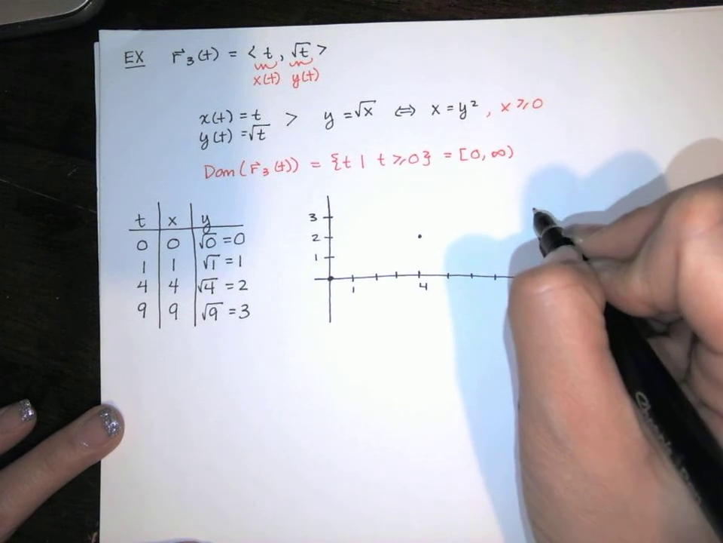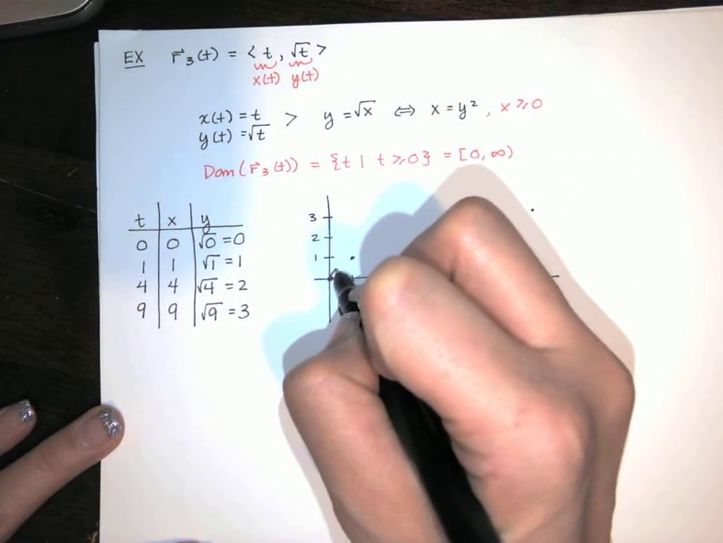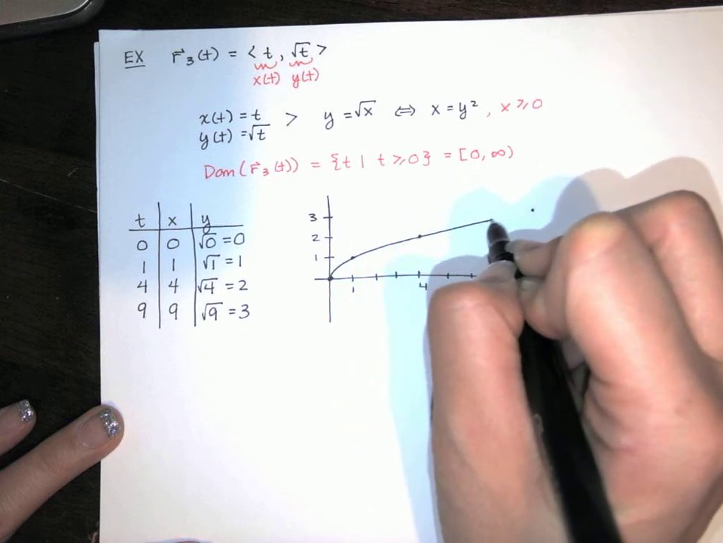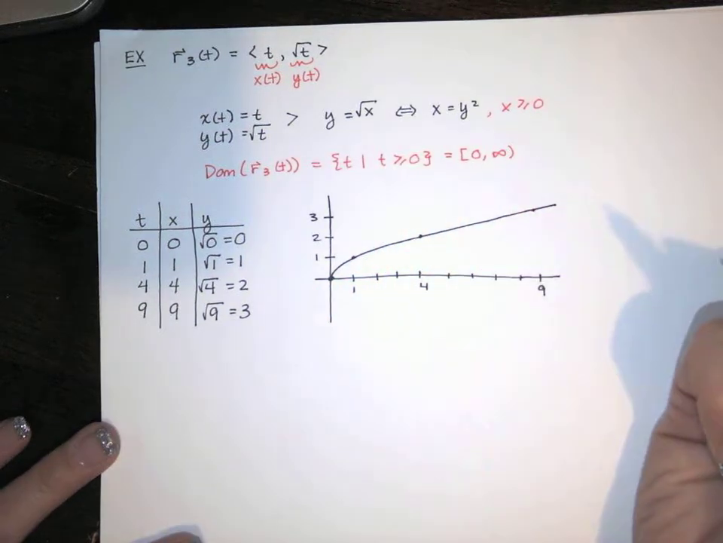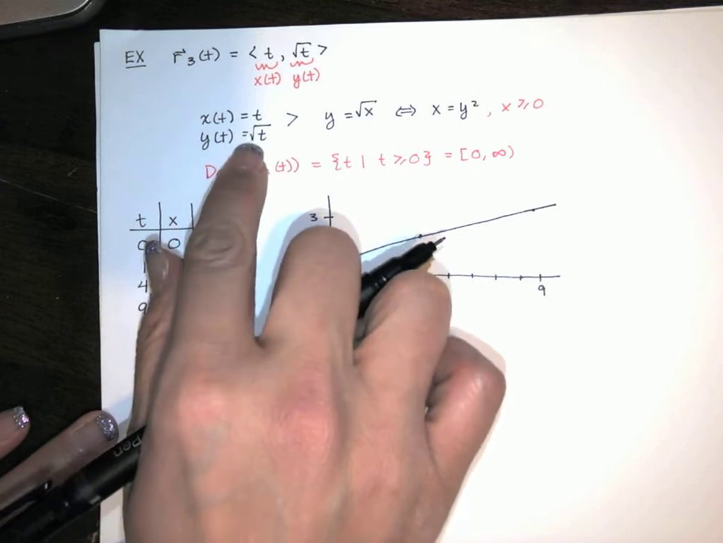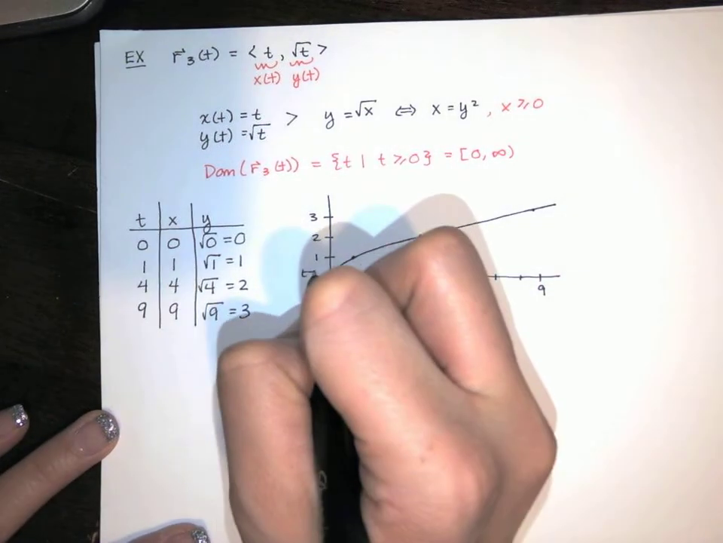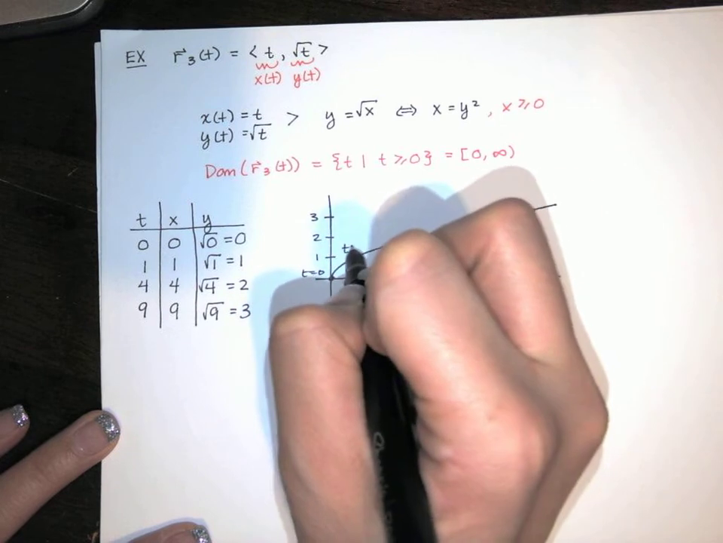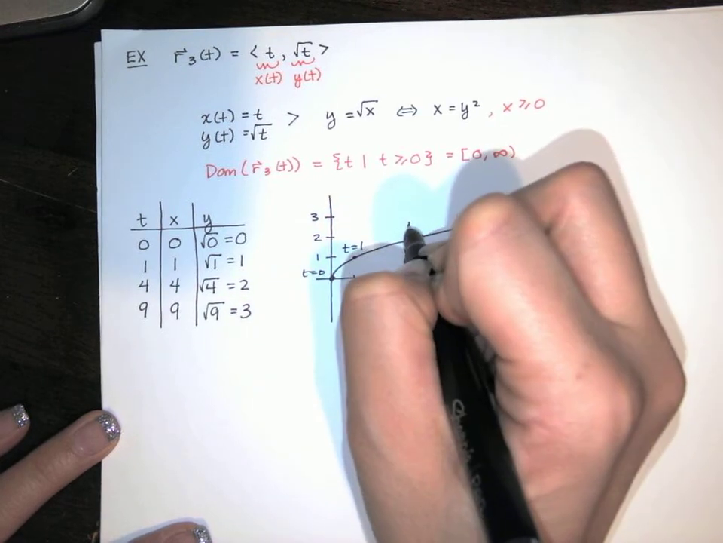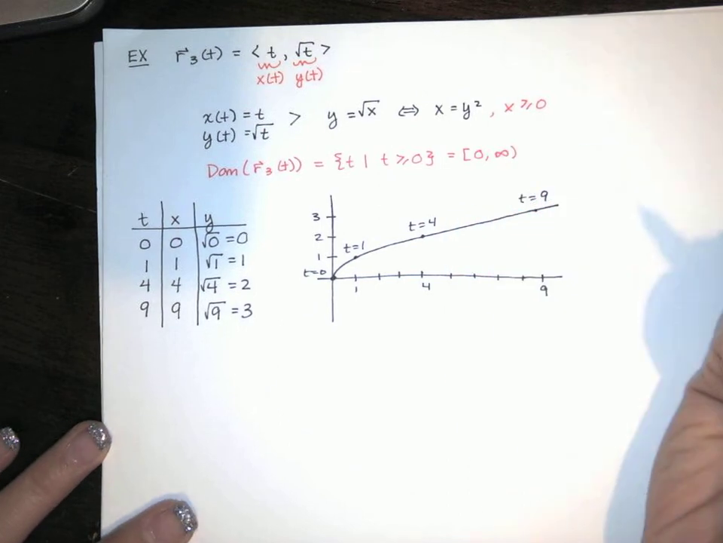X equals 9, y equals 3. So that's our curve. And notice that as t increases, x increases, and as t increases, y increases. So we're tracing it out that way. T equals 0, we're at this location. T equals 1, we're at that location. T equals 4, we're at that location. T equals 9, we're at this location.